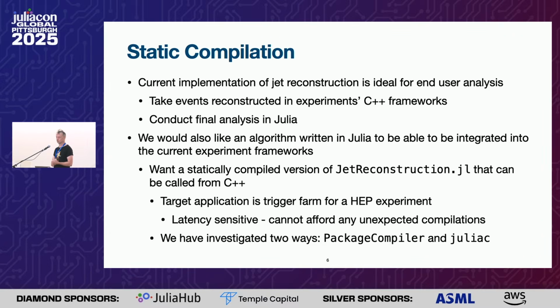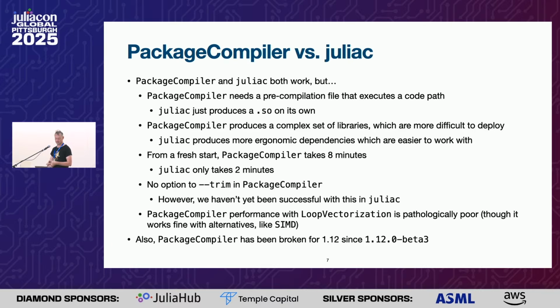And there, it would be quite important to have a statically compiled version, because the trigger is very latency sensitive and it can't afford any unexpected complications. So we've looked at both package compiler and JuliaC. I think I'll just more or less skip this slide, but basically to say that we've had a much better experience with JuliaC than package compiler. It is essentially what we would consider to be the future of the way in which you produce statically compiled objects from Julia.